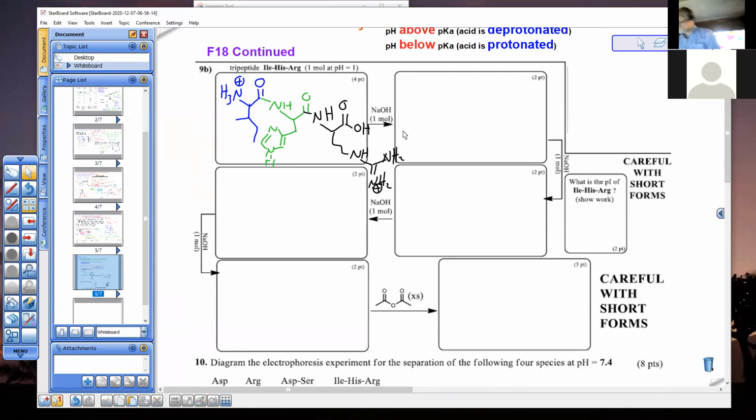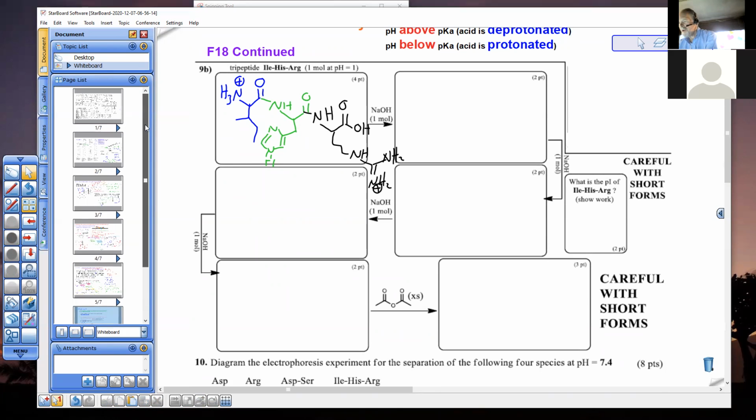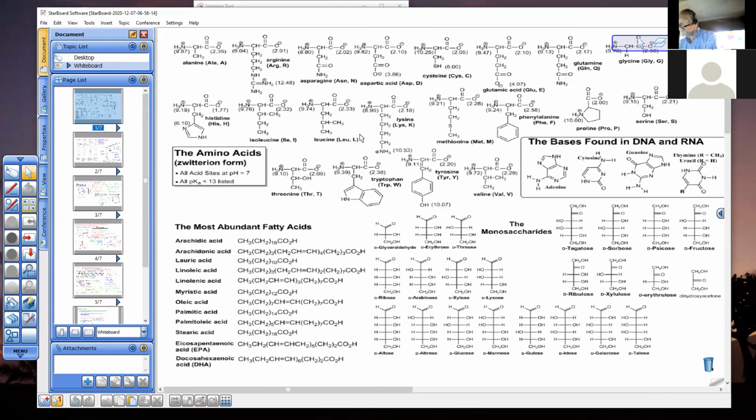Okay, so I'm going to add 1 mole of NaOH to 1 mole of this. Which H comes off first? Well, whoa, we didn't finish. 1 is below 6.1. Why did I say that? Histidine. Histidine right here.